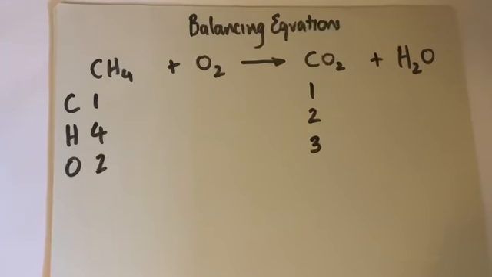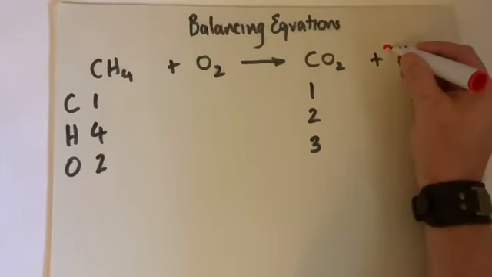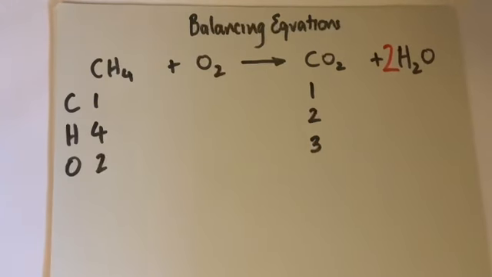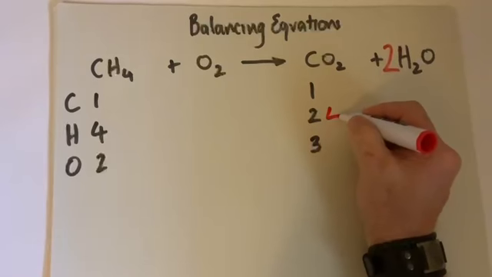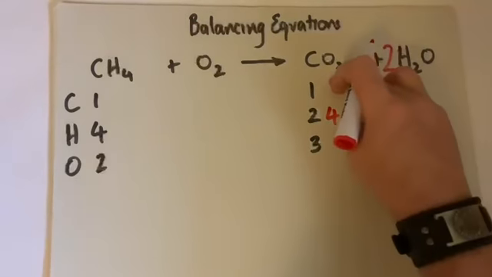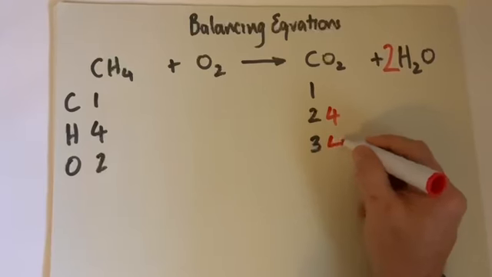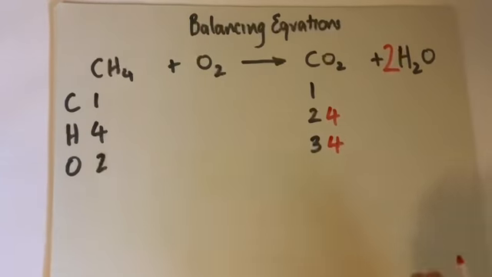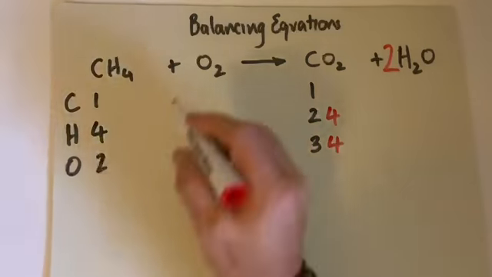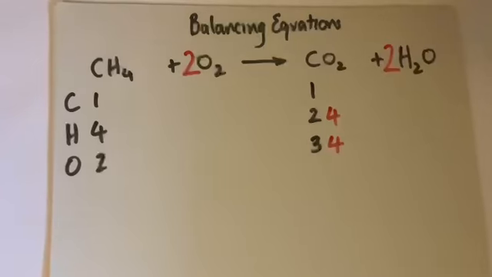First thing to look for is to pick, in this case, the hydrogens. How are we going to balance the hydrogens? We have 4 on one side, 2 on the other. So we're going to double the amount of water that's been made. So now we find we have 4 hydrogens there, but now we've got 4 oxygens. So we have to come back to the reactant side and ask how we are going to get 2 more oxygens there. Well, if we double the amount of oxygen that we're putting in, that will give us the correct equation again.